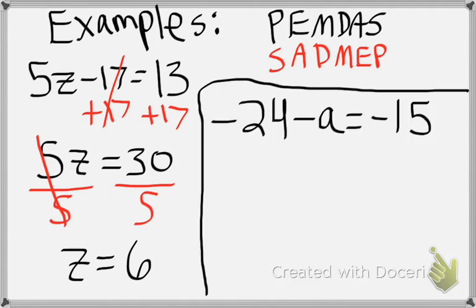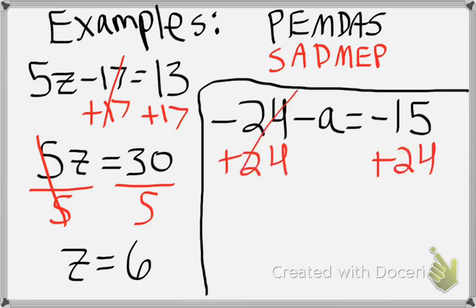Now in this example we have to the bottom right, we're going to still get a by itself, but you'll notice it looks like we only have one thing to move. But I want to point out, when we move it, by the way, it's negative 24, and the opposite of negative 24 is positive 24. So we're going to add 24 to both sides.